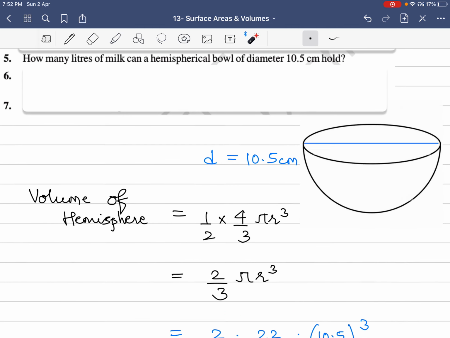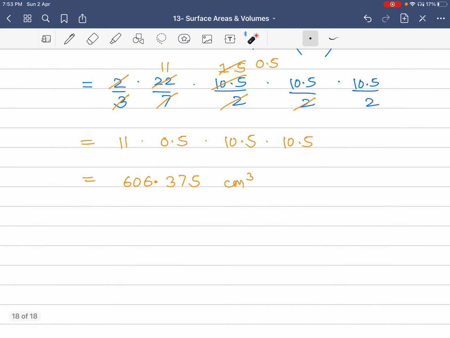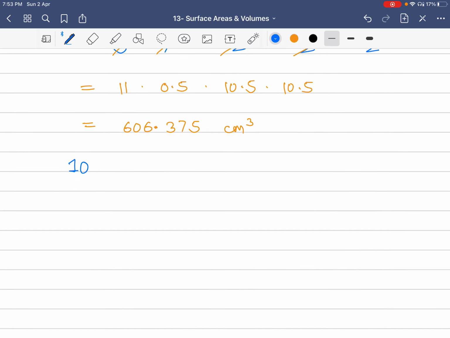Now that is not the end of the question. Let's read the question again. The question asks us how many liters of milk. We want to find out the value of the milk in liters. However, now we have the value in centimeter cube, so we should know how much centimeter cube is equal to 1 liter. You must know that 1000 centimeter cube is equal to 1 liter. It's just a different conversion that we use to denote the volume of any liquid.